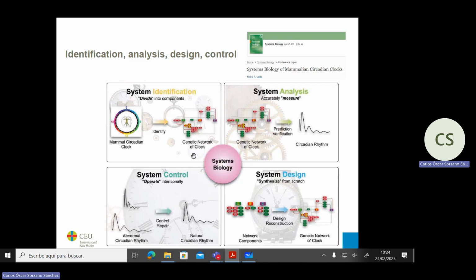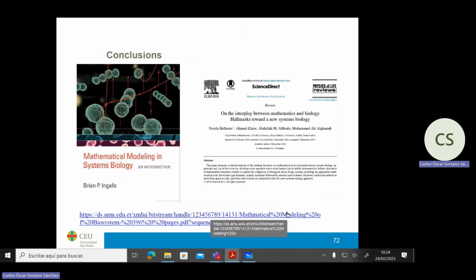And then once you have identified the system, you can analyze it to see how it will behave. And if you know how it will behave, you may try to control it. So I change your input, or I perturb you in some way so that you move to another state. Or I can even try to design my own systems. Here, this is a book. The whole book is available on the internet, and there is another interesting paper that you can read.